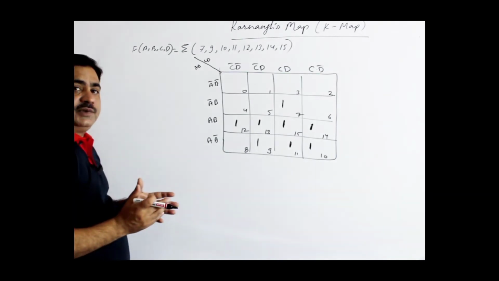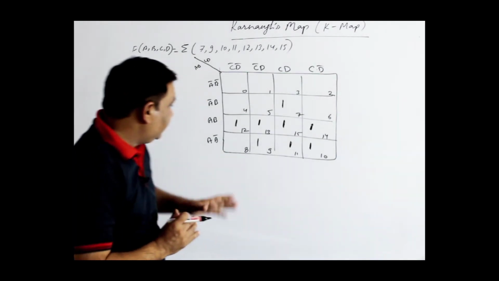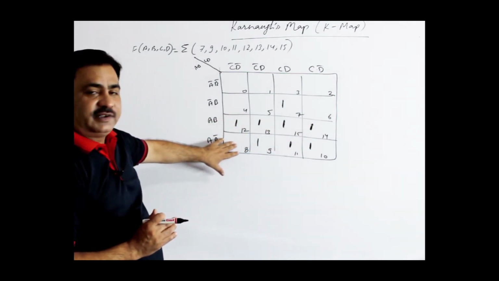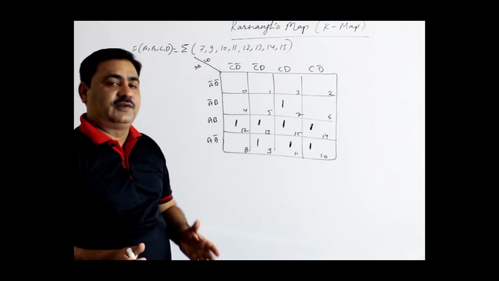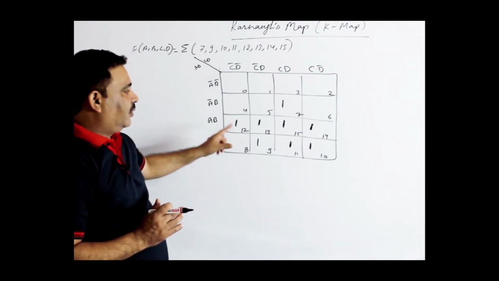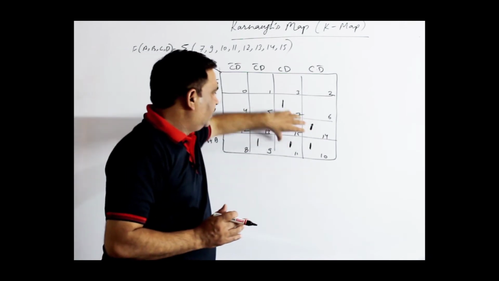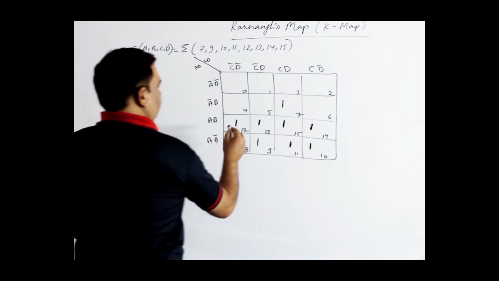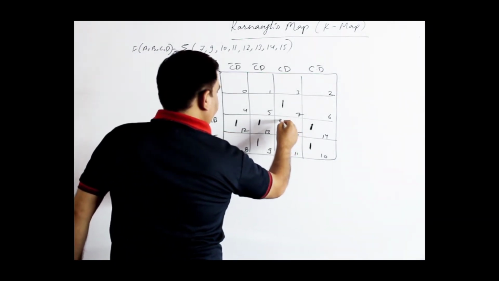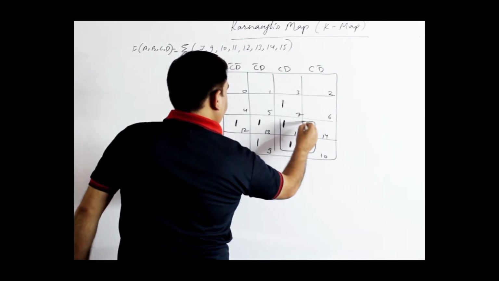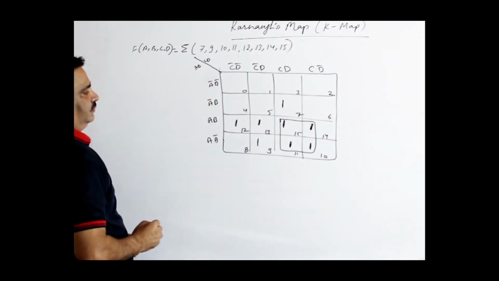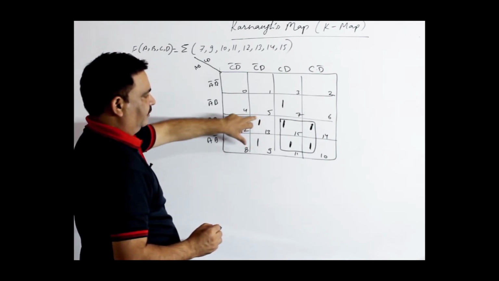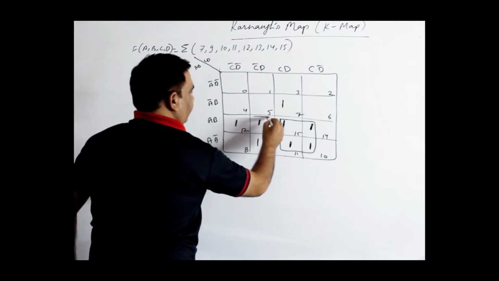Now we have to form the octets first of all, but can you see there are 8 ones? No, one is missing. So you can't form octet. Now give preference to the quads. Combination of 4 ones are here, here also, here also. So I am forming this quad first of all.